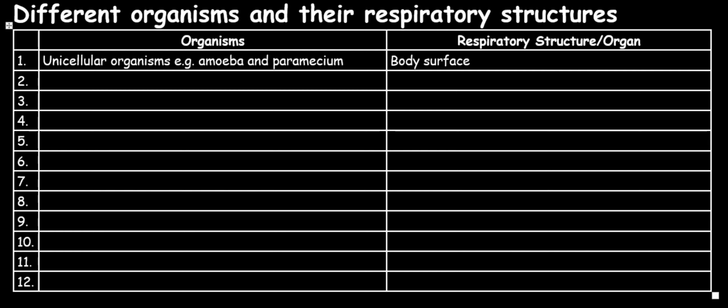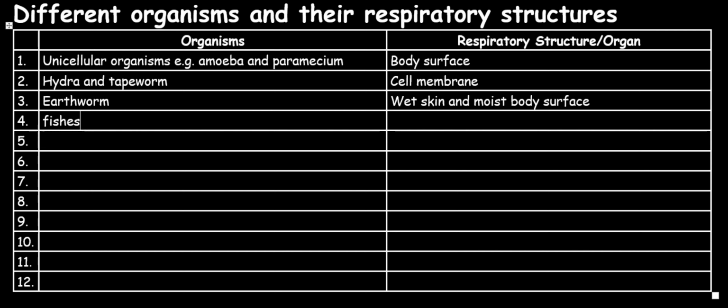For organisms such as hydra and tapeworm, they have their cell membrane as their respiratory structure. The earthworm has its wet skin or moist body surface as its respiratory structure. For fishes, e.g. tilapia, they have gills as their respiratory structure or organ. For arthropods, e.g. insects, they have the tracheal system or the spiracle as their respiratory structure.